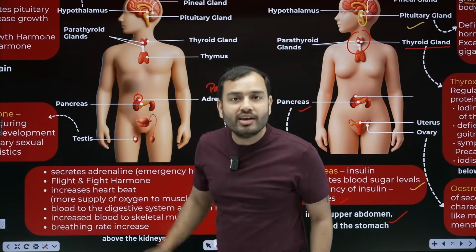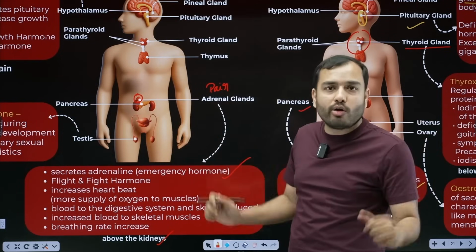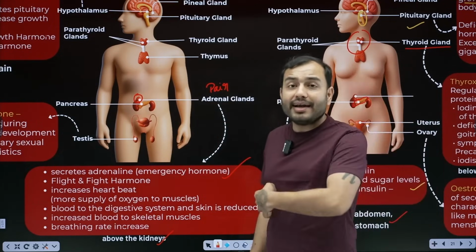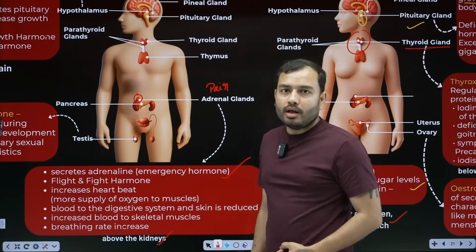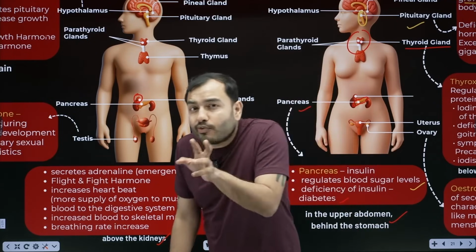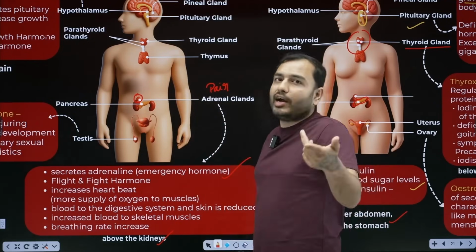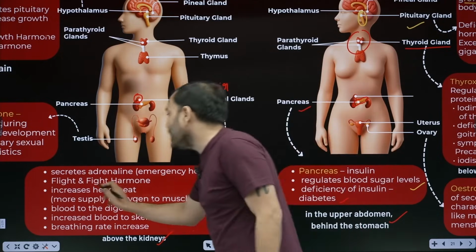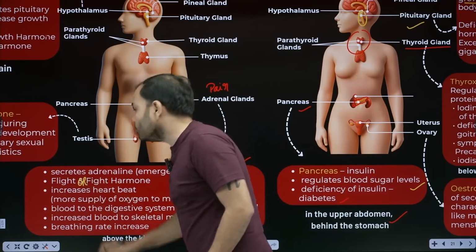It became an emergency. In such a case, when there is an emergency, 12 guys are in front, what does our adrenal gland do? It releases adrenaline hormones. We also call this the flight or fight hormone. Flight or fight hormone. Why?